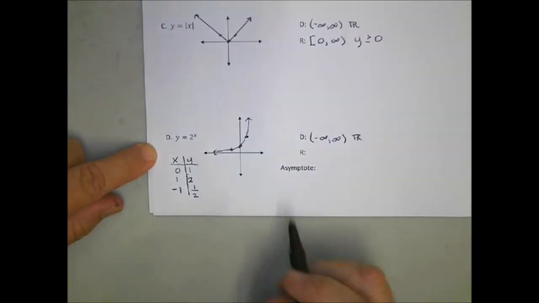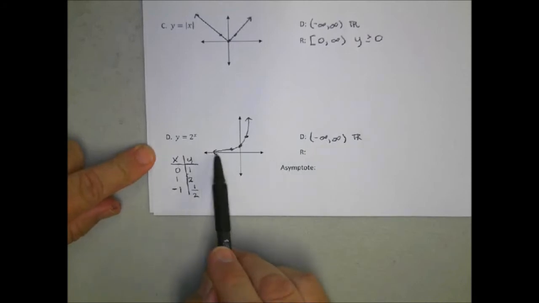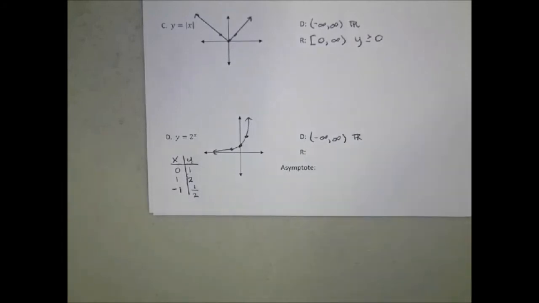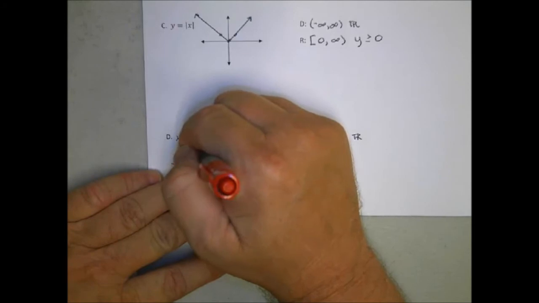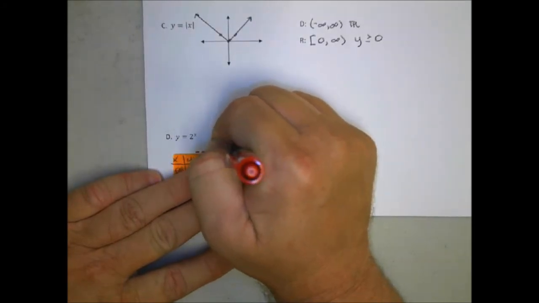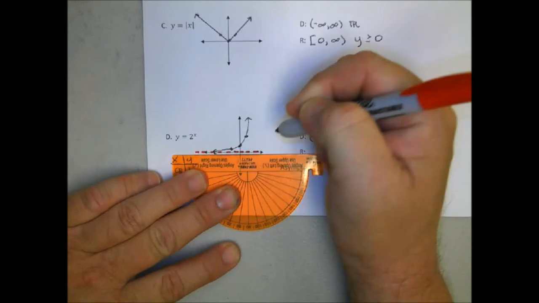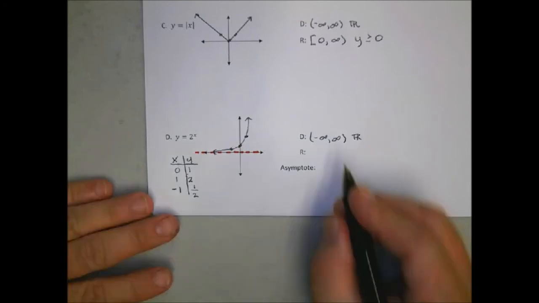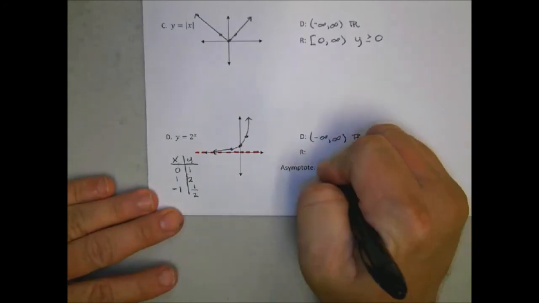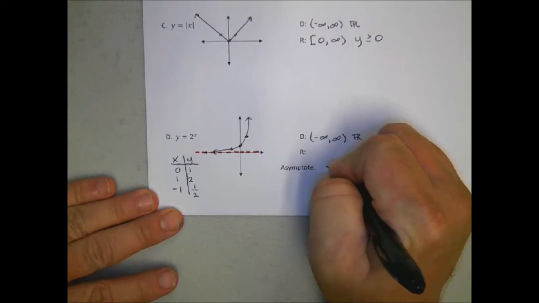Range. Remember what we said about this x-axis. This x-axis is what we call an asymptote. It's a boundary. This graph gets closer and closer and closer to that red dashed line that I just drew, but it never touches it. So the asymptote is y equals 0. The equation of the asymptote is y equals 0.